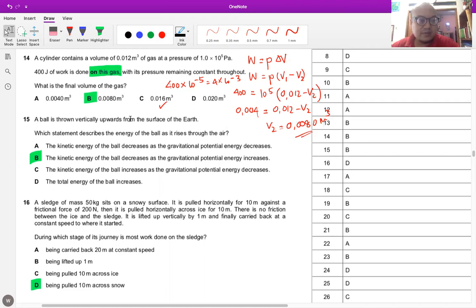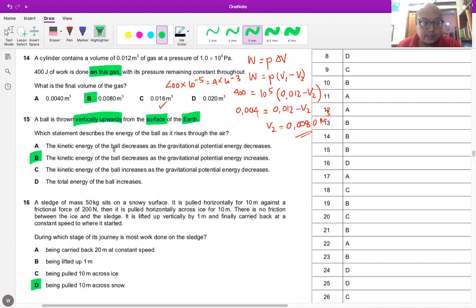Okay, what about question 15? A ball is thrown vertically upward from the surface of the earth. Which statement describes the energy of the ball as it rises through the air?